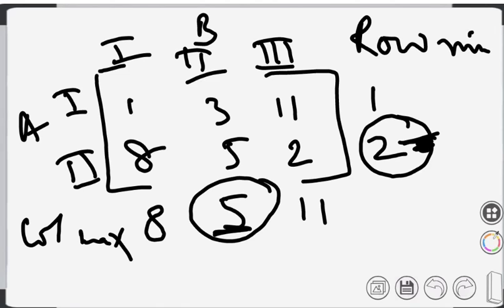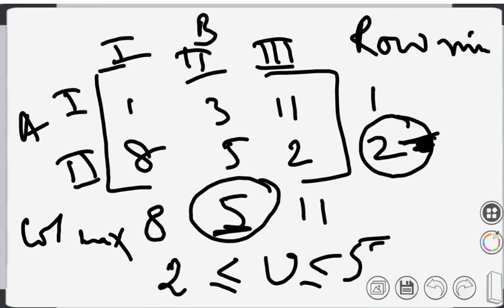That means this game does not have a saddle point. This game will not be played with pure strategy, but it will be played with a mixed strategy, and also we can say that the value of the game is lying between 2 and 5. That's what we have learned earlier.